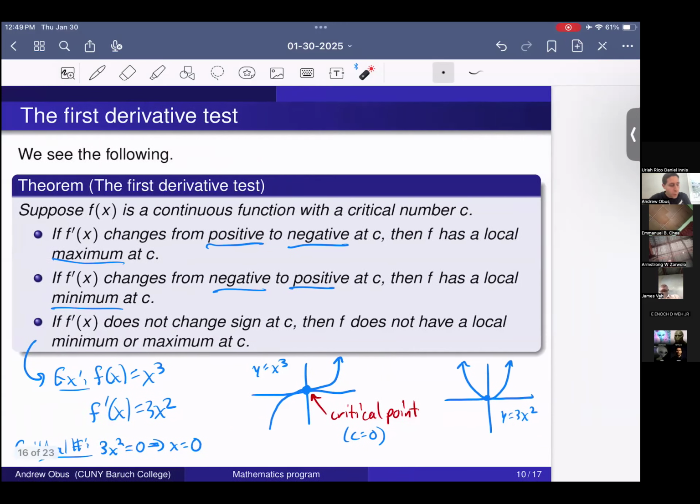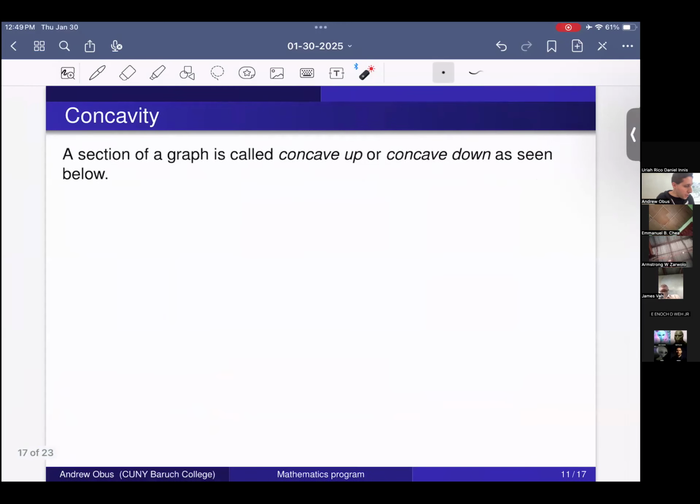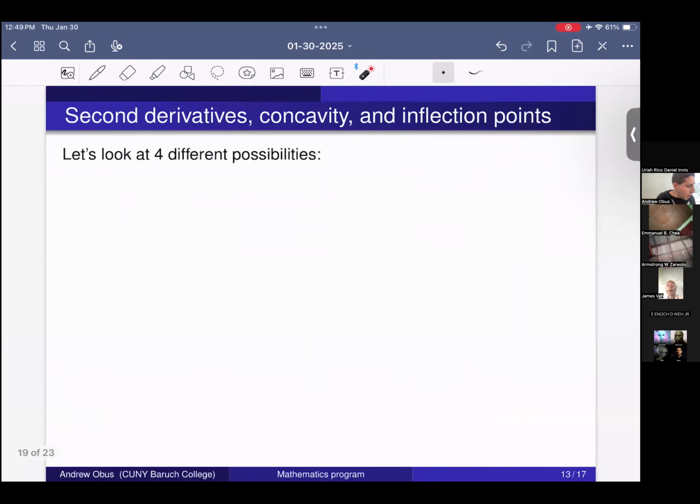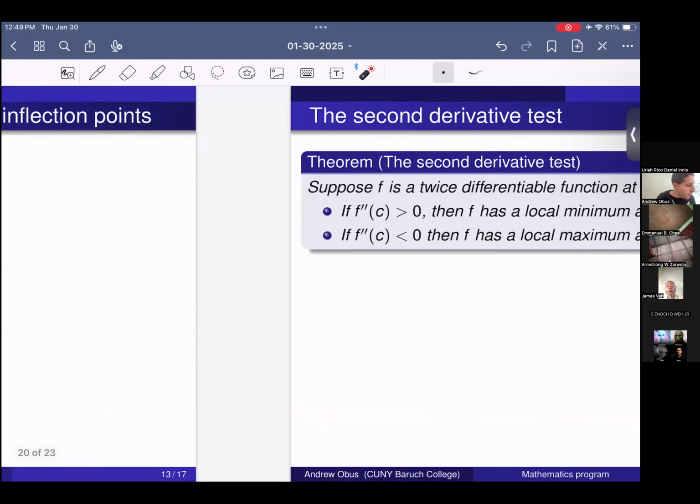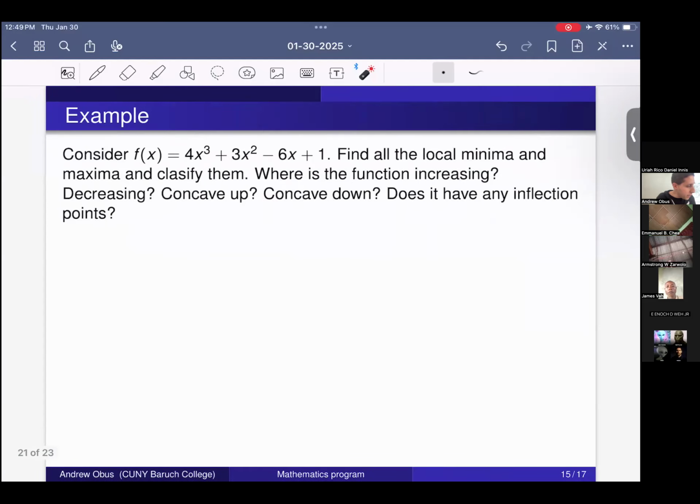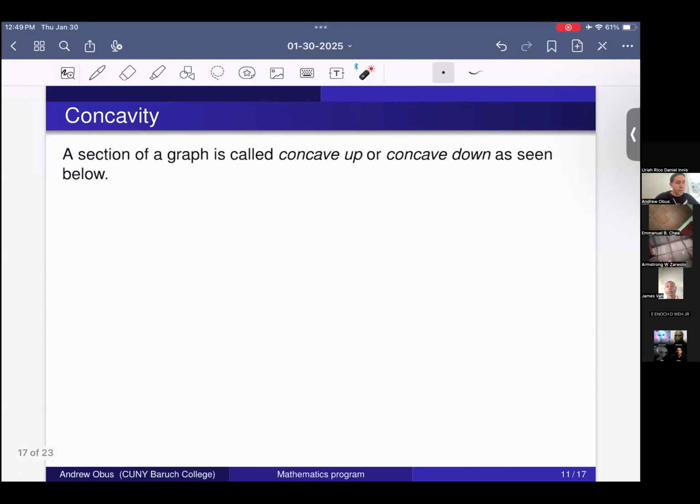Okay, so we only have 10 minutes left. So I guess we can talk about the beginnings of concavity. A section of the graph is called concave up or concave down as seen below. So what does concave up mean? Concave up means it looks like this or it looks like this.